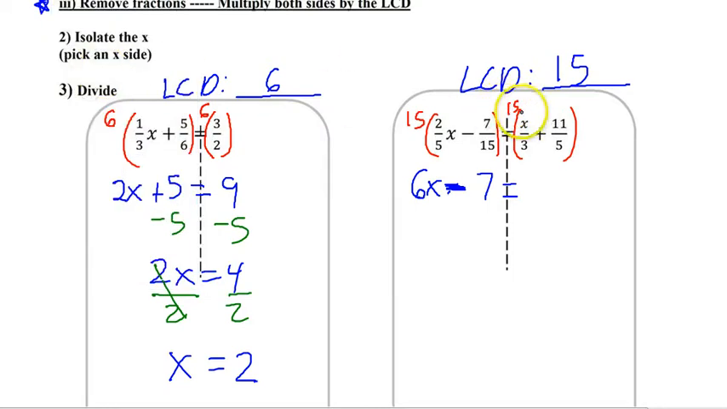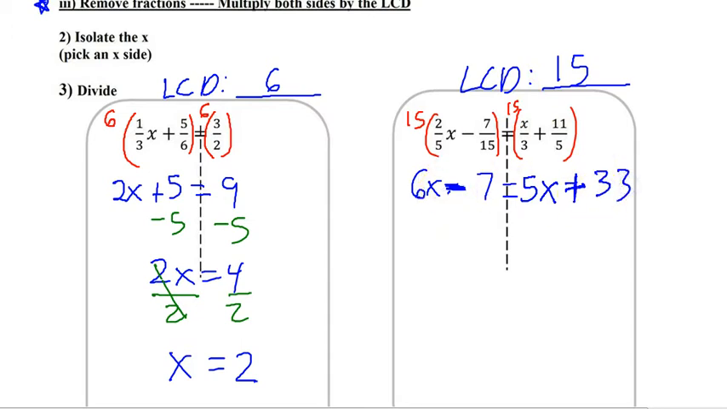Okay. 15 times x, so that's basically 15 divided by 3, which is 5, and then we just bring down the x. So 15 times 11 is pretty big, but 15 divided by 5 is 3. 3 times 11 is 33. And then there's our equation.